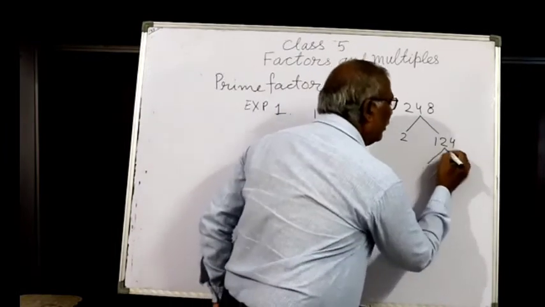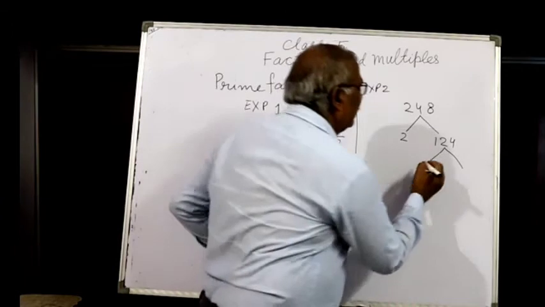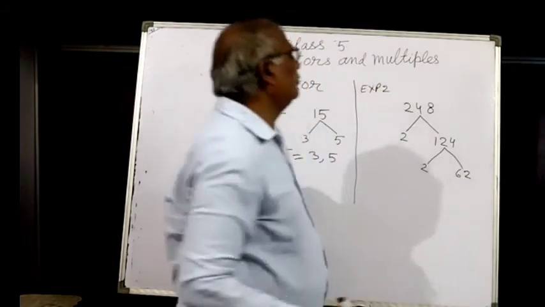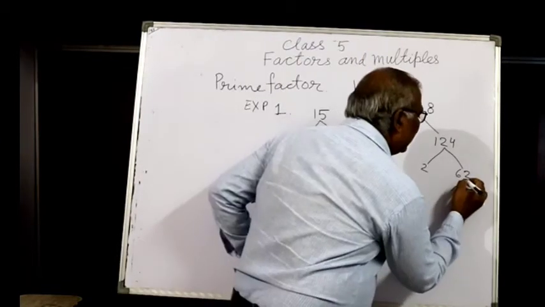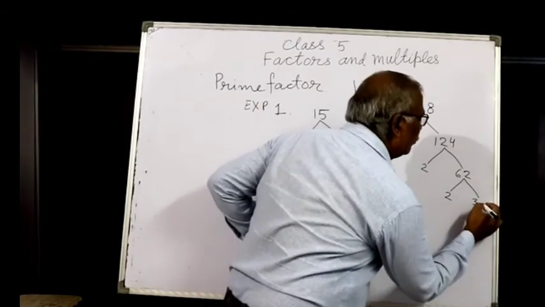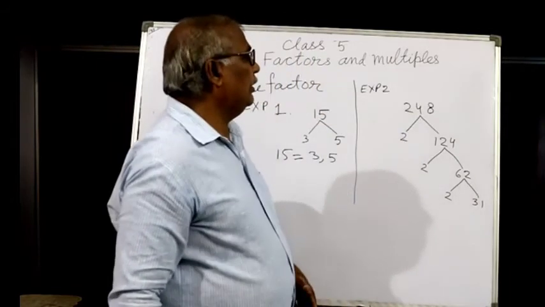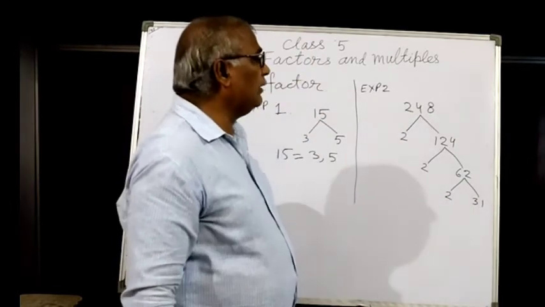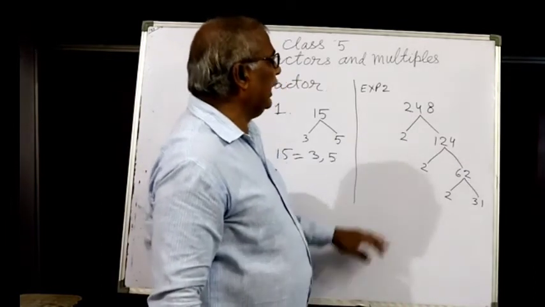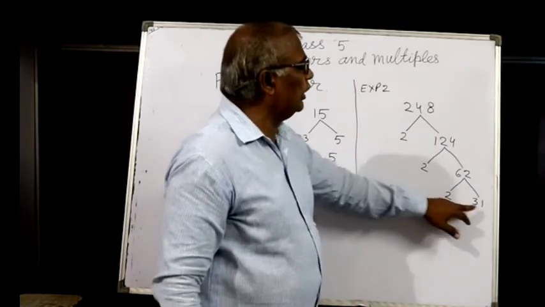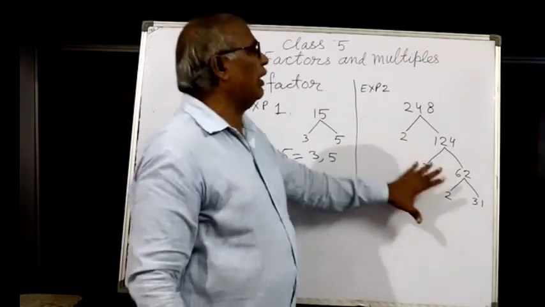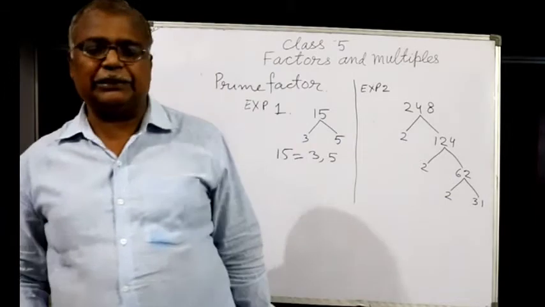Now it is again divisible by 2. 2 6s are 12 and 2 2s are 4. Now it is again divisible by 2. 2 3s are 6 and 2 1s are 2. Now 31 is a prime number. So the prime factor tree of 248 is 2, 2, 2 and 31. This is the prime factor tree of 248.